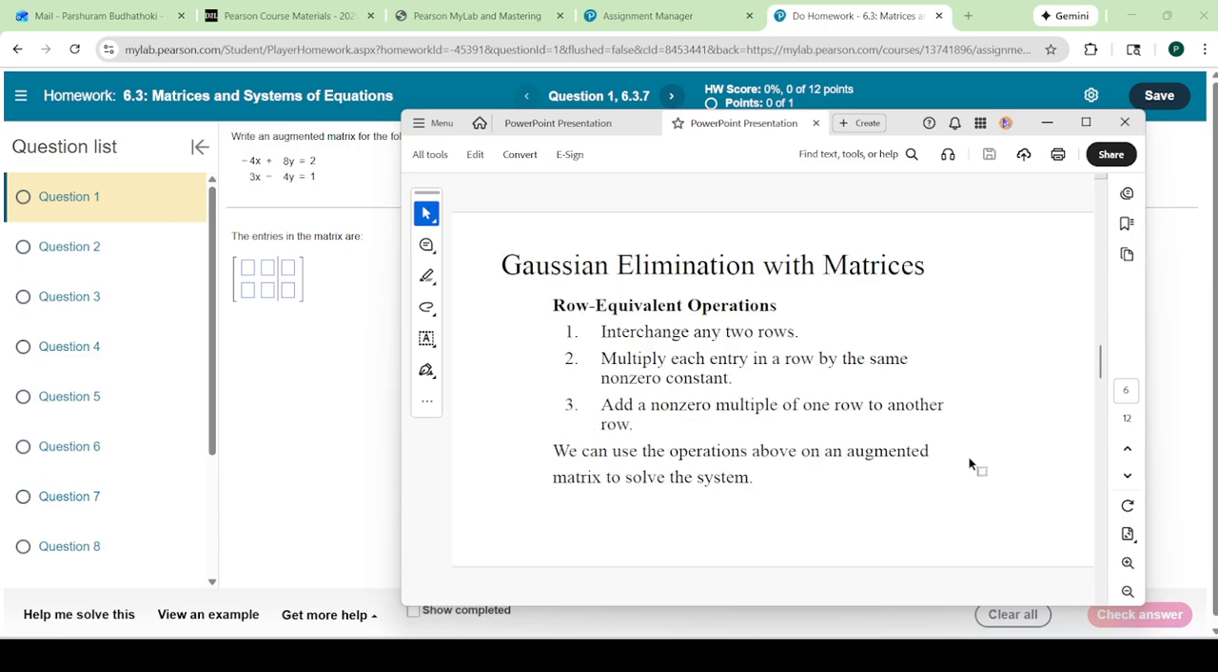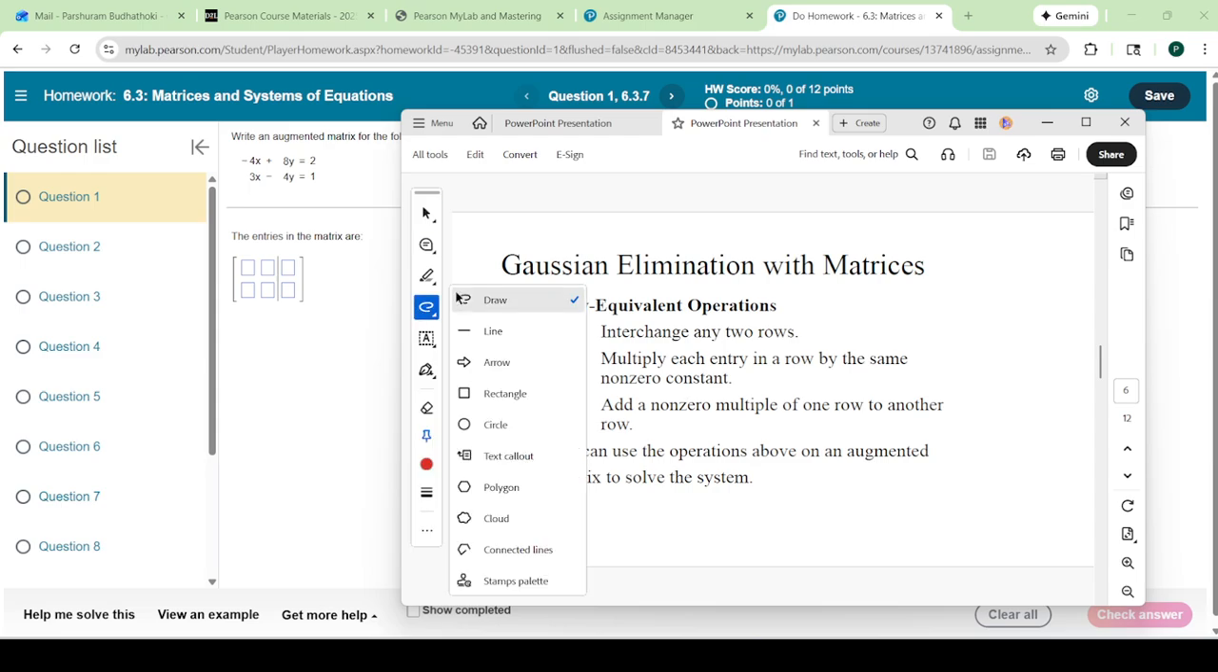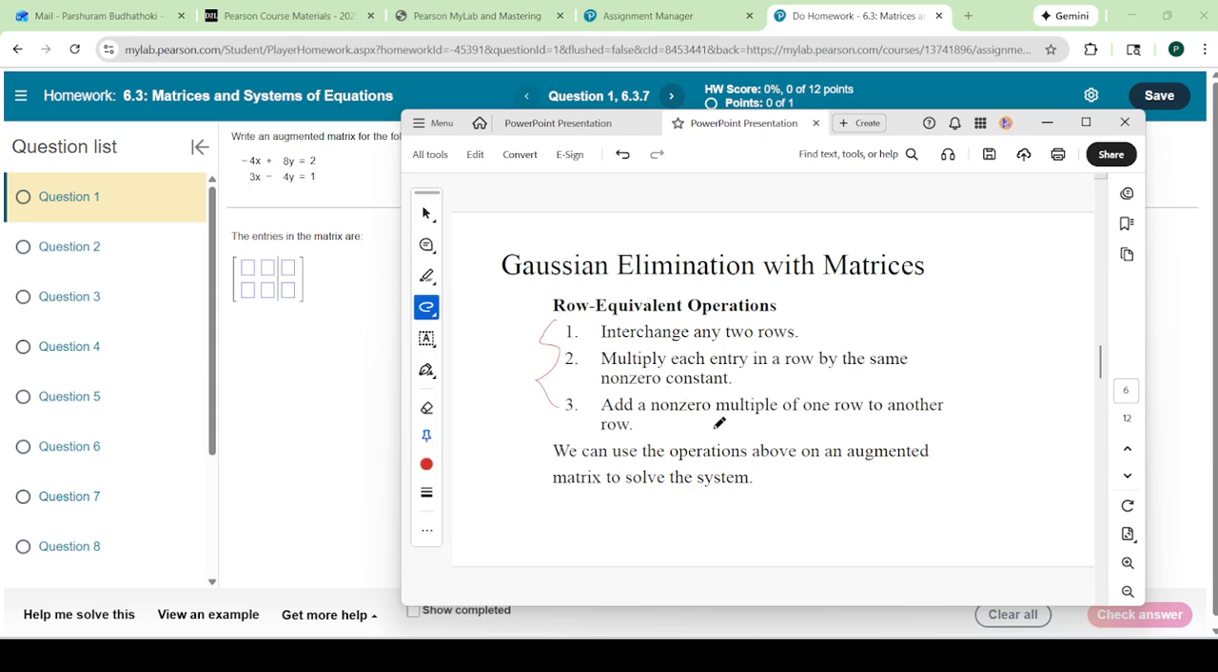We use the Gaussian elimination process to solve a system of equations in matrix form. What does that mean? In that elimination process, we are allowed to interchange any rows. We're allowed to multiply each entry in a row by the same non-zero constant. We're allowed to add a non-zero multiple of one row to another row. So these three operations are allowed in this Gaussian elimination process, or row operations. We can use these operations on an augmented matrix to solve a system of equations.